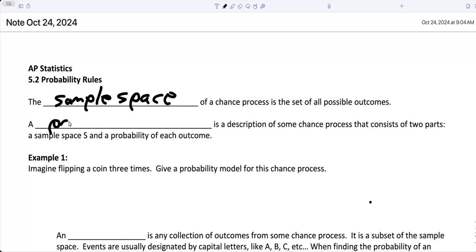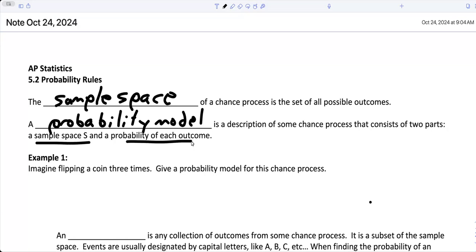And we say a probability model is a description of some chance process that consists of two parts. The sample space, all possible outcomes, and then the probability associated with each of those outcomes.